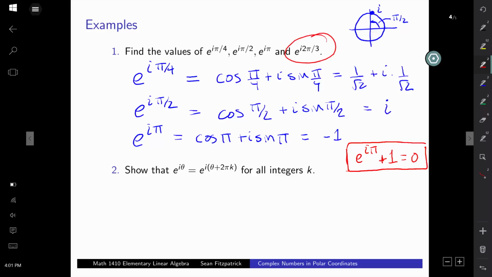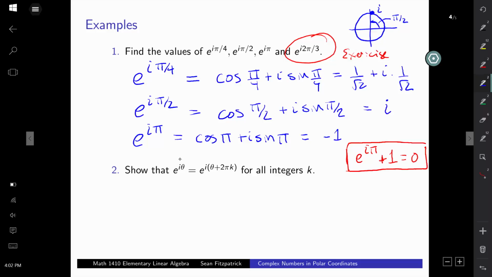This last one, I'll leave as an exercise for you to look at. See if you can try that one out. Again, it's simply a matter of evaluating the sine and the cosine functions. The other one here, how do we show that these complex exponentials are periodic? Adding multiples of 2 pi doesn't matter. Well, adding a multiple of 2 pi doesn't matter because it doesn't matter when you do it to a sine and cosine function, right?